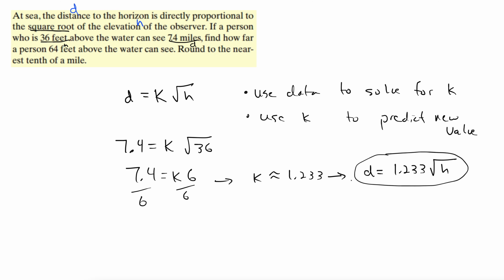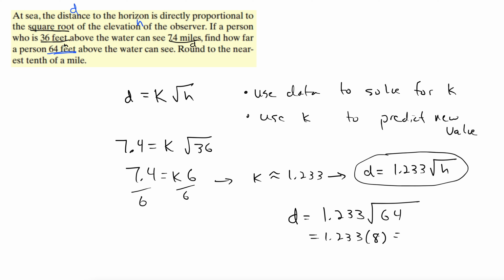Okay, so the steps are the same. Solve for k, use k to create a new equation, and then use the new equation to solve for whatever they want us to solve for. How far can a person 64 feet above the water see? Okay, so now I'm going to plug in 64, so distance then is 1.233 times the square root of 64. Well, that's just 1.233 times, not square root, times just 8.